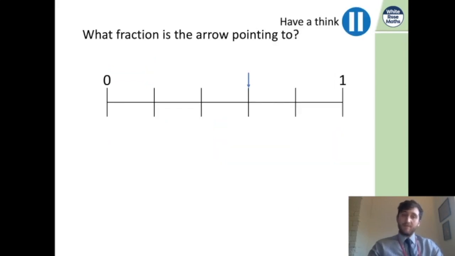So now it says, what fraction is the arrow pointing to? Now on this one, instead of splitting up into 4 equal parts, we've actually split it up into 1, 2, 3, 4, 5 equal parts. What fraction is the arrow pointing to? Now remember, our denominator is how many parts there are, and our numerator is asking what specific number it is. Pause the video and have a think.